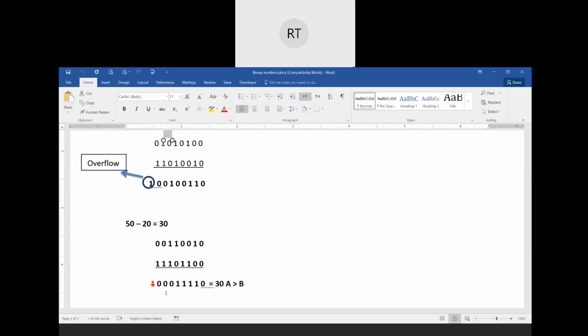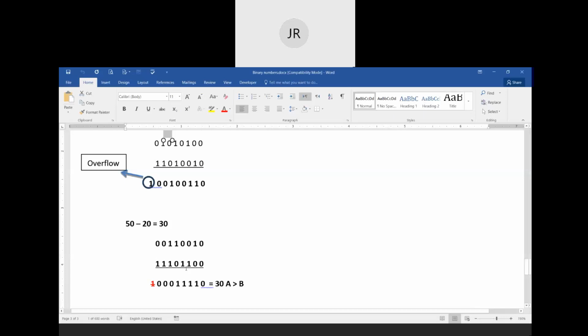Any question? Okay. Yes, Doctor, why do we use signed numbers? If we can use sign magnitude, why do we use it, if we can use two's complement for subtraction?